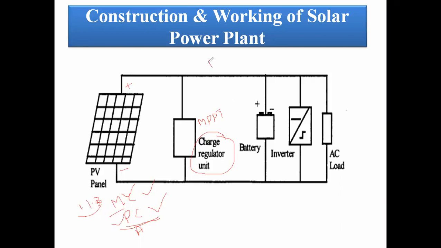Power is the product of voltage and current: P equals VI cos phi, where cos phi is the power factor, the cosine of the angle between voltage and current. Practically the power factor is 0.9 to 0.98, but theoretically we assume unity power factor, so we get P equals VI.